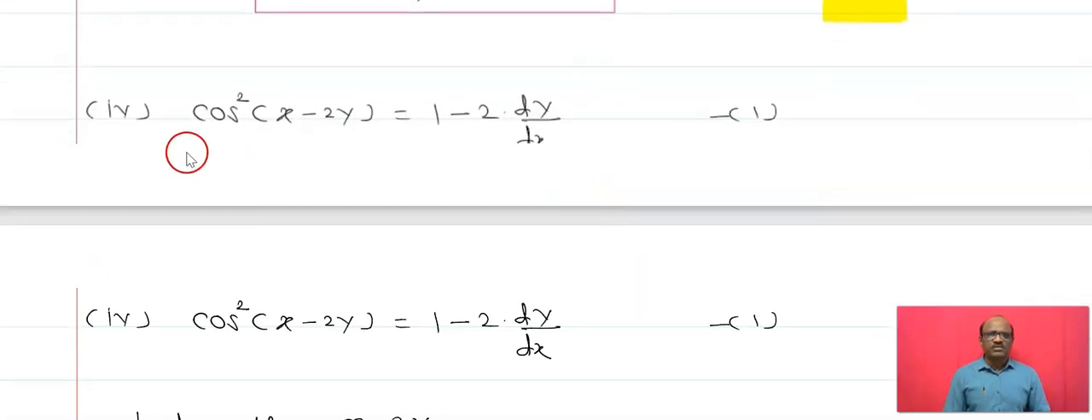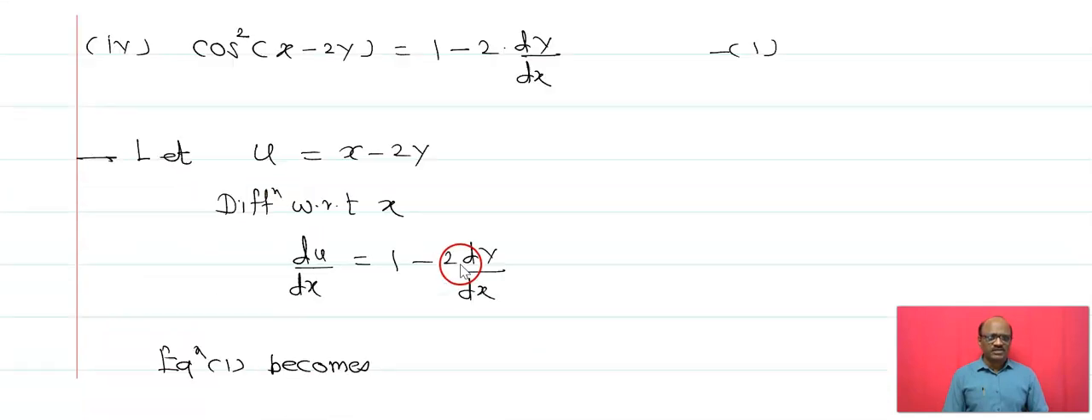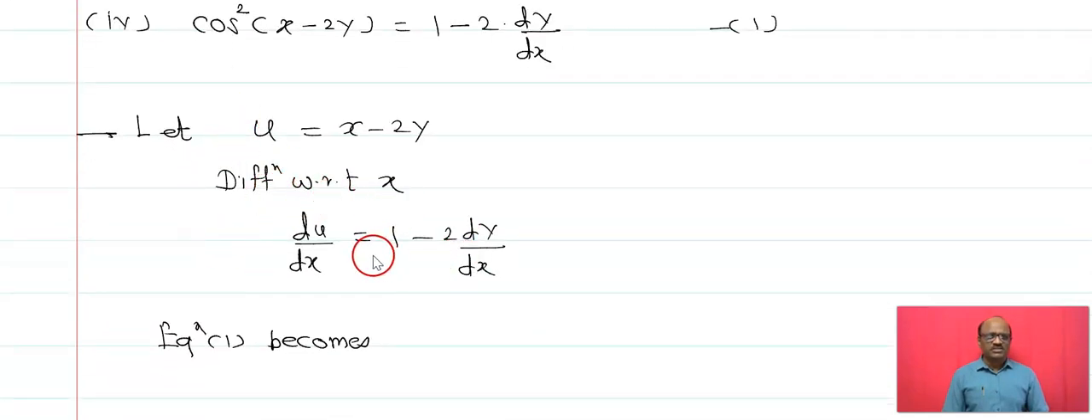Now the problem number 4. What is that? Cos square in bracket x minus 2y is equals to 1 minus 2 into dy by dx. This is equation number 1. Now substitution here. What's the substitution? That is u is equals to x minus 2y. Now again differentiate this with respect to x. Therefore du by dx is equals to derivative of x is 1, derivative of y is dy by dx. Therefore du by dx is equals to 1 minus 2 into dy by dx.